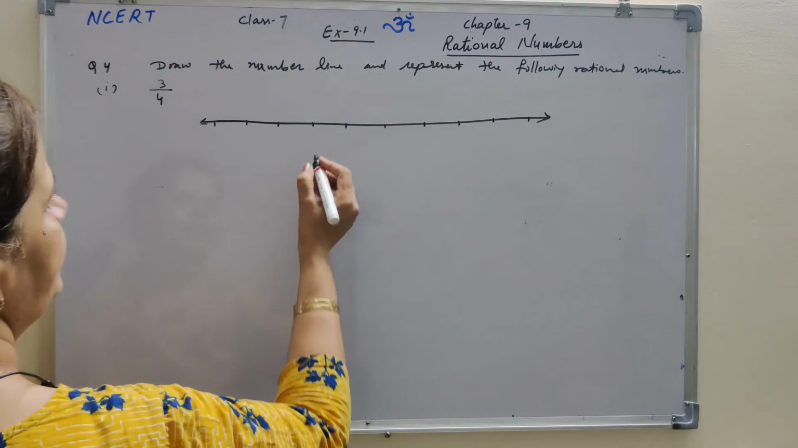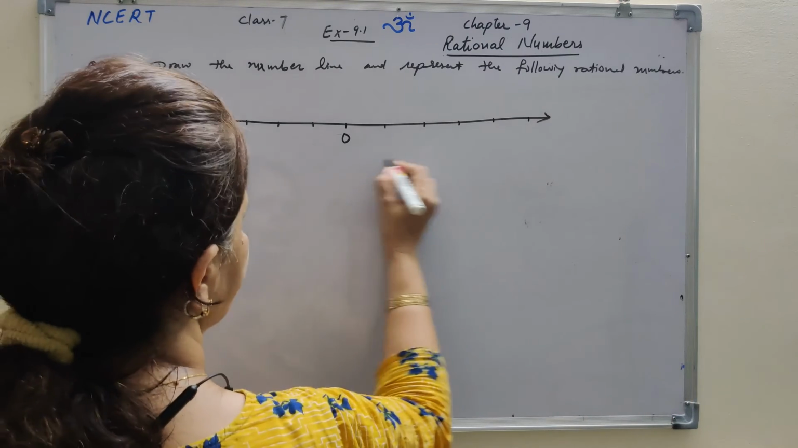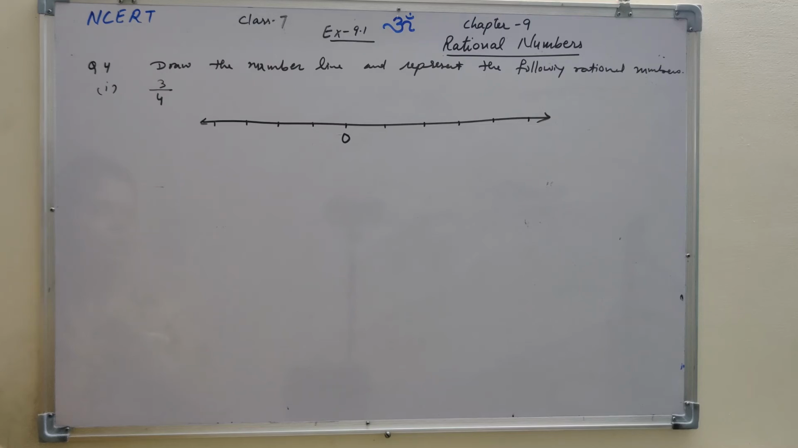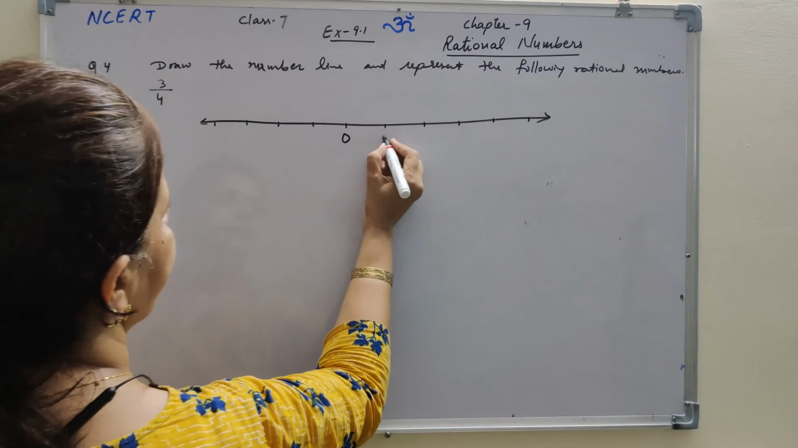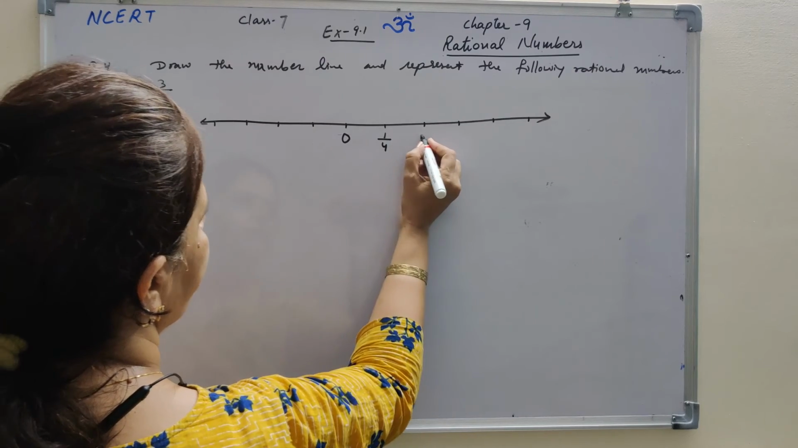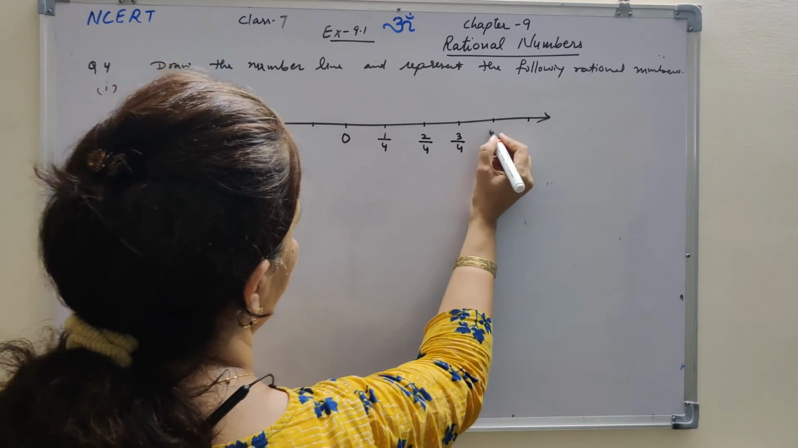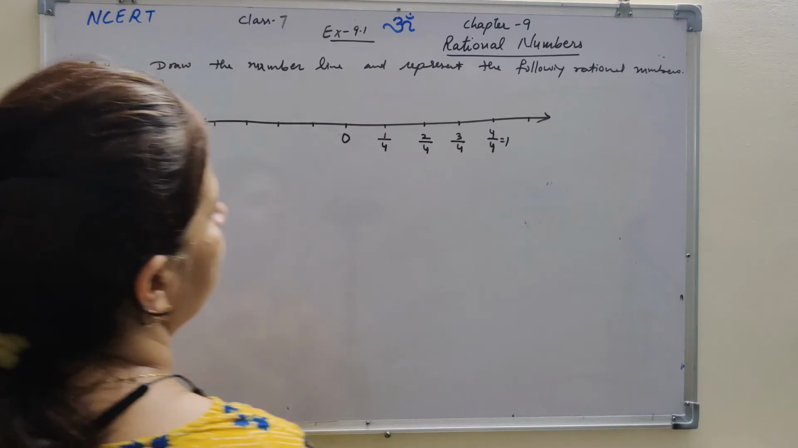Okay, and let it be 0. On the right side we have positive rational numbers. On the left side we will write negative rational numbers. What is the denominator here? 4. The first part we will take is 1 by 4. The next I will take 2 by 4. Then it is 3 by 4. And then it is 4 by 4. And you know 4 by 4 gives you 1.